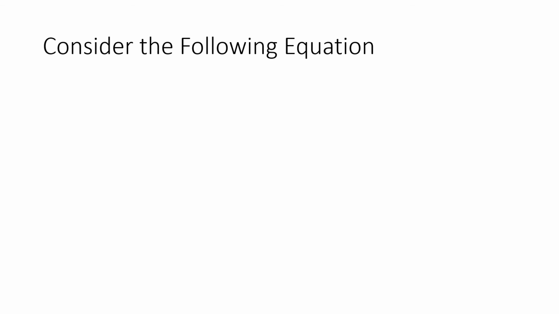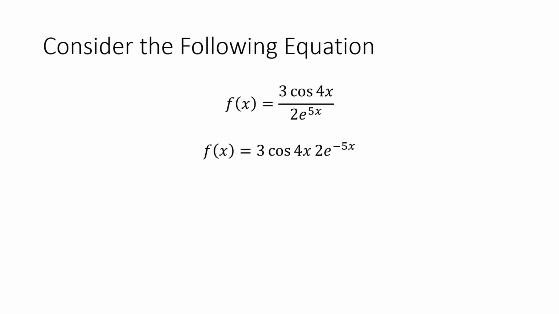Now we're going to go ahead and put a bunch of these ideas together to make one final derivative question. All right, so consider the following equation. f of x is equal to 3 cosine 4x, all divided by 2e to the 5x. So first, we're going to go ahead and rearrange the equation by making the denominator's exponent negative, so we can then make it easier to use the product rule.